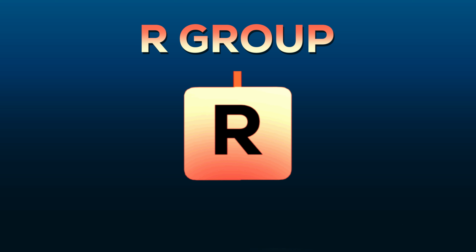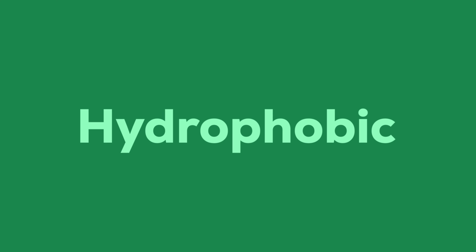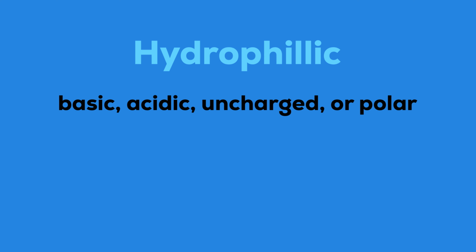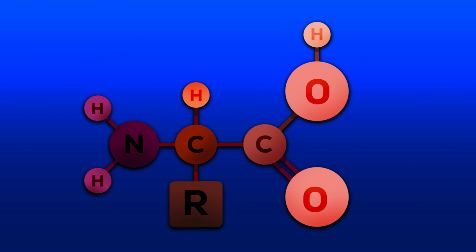The R group is a substitute for whatever will actually be in its place, and it can be either hydrophilic or hydrophobic, which will influence the protein's interactions with other proteins. Hydrophilic R groups can be basic, acidic, uncharged, or polar, and hydrophobic R groups will be nonpolar. In water, amino acids can become ionized.